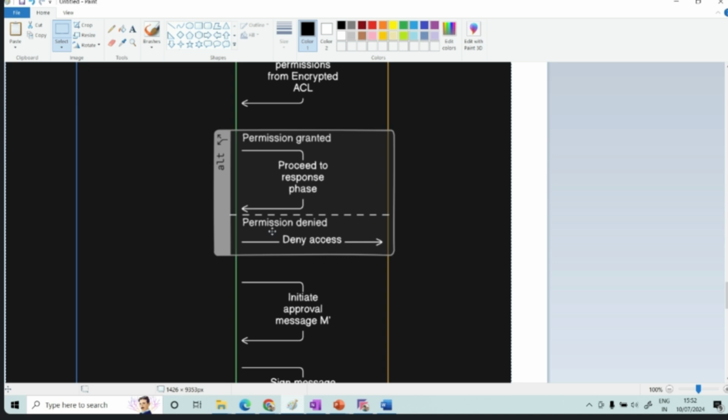If there is a mismatch, meaning the permission requested by the farmer does not match the permission recorded in the access control list, then it will deny. It will not say okay, it will deny.